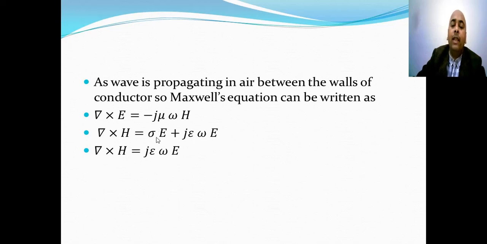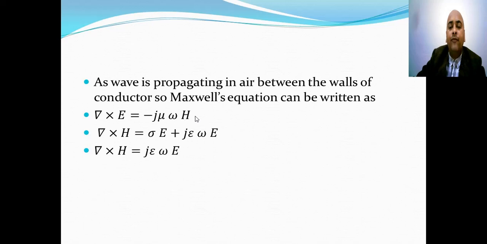Now the conductivity of air is 0. So for the space inside the conductor, Ampere's law can be written as curl of H is equal to j epsilon naught omega into E, because the conductivity of free space is 0.